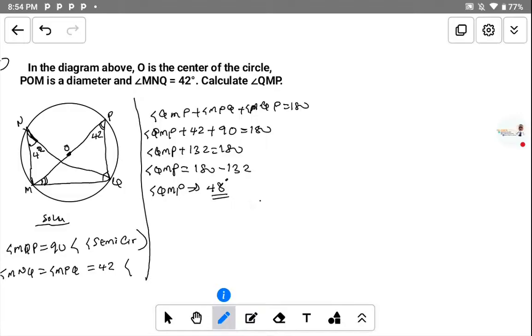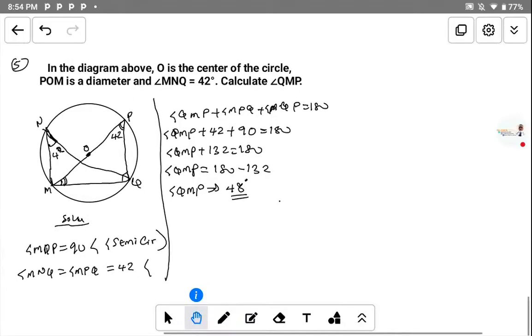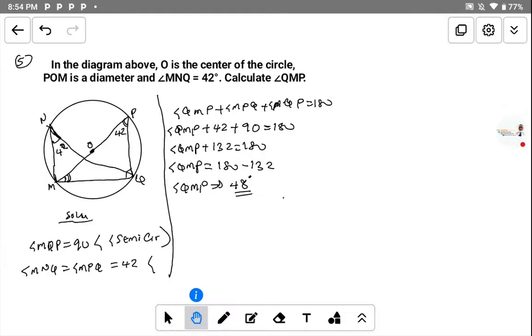So this is the step by step to solve this question. If you agree with this question, this is the step by step to solve it.